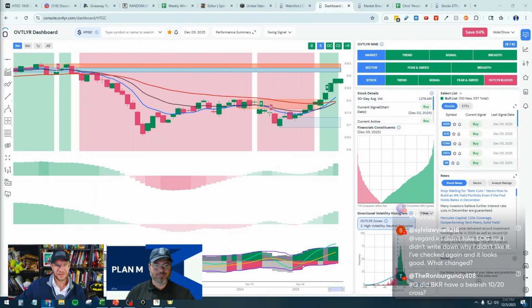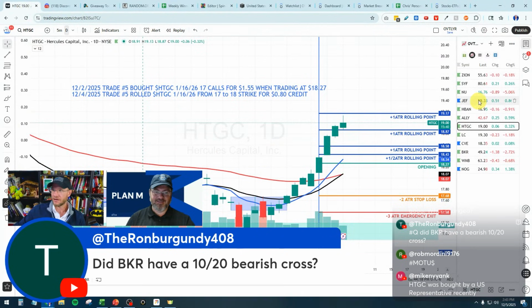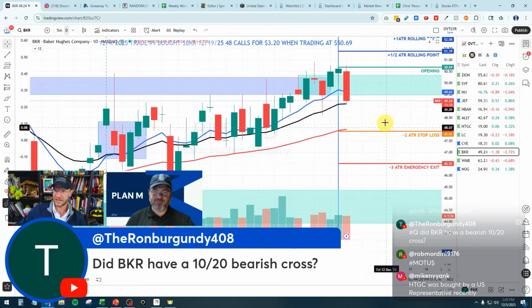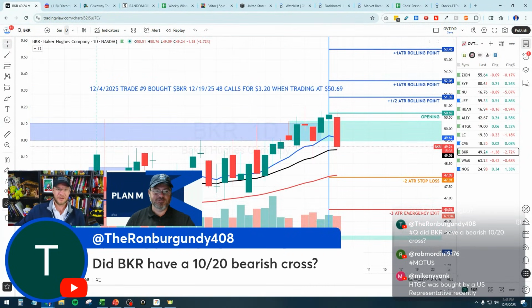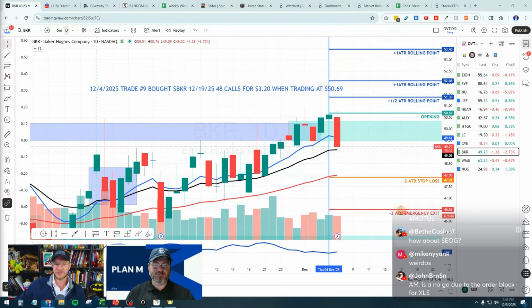Everybody's talking about tickling the like button, nibbling on the like button, saying sweet nothings to the like button. The Ron Burgundy, did BKR have a 10/20 bearish cross? It might have on any other time frame than the daily chart, but on the daily chart, no. Do you use simple or exponential? Only exponential, my friend. All exponential all day.